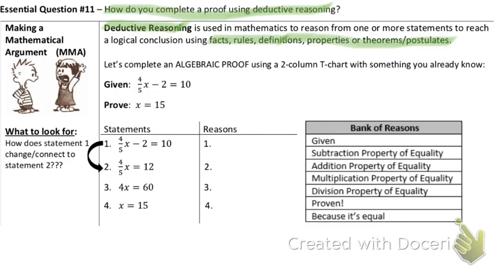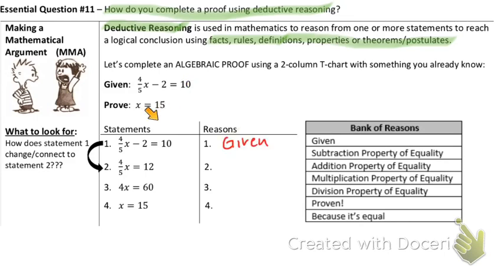Our first statement, if you notice, is actually just what the problem was. This was given to us, so the reason we can write this down is because it was given to us. Our first reason, and this is mostly how proofs start, is you're given. This is information that was handed to you. So right here we are going to write given.